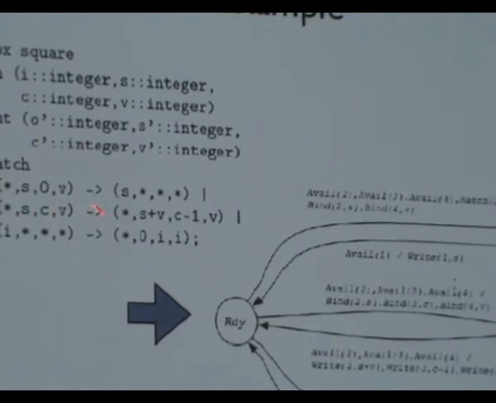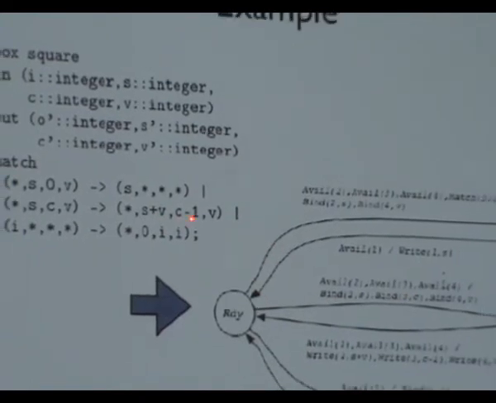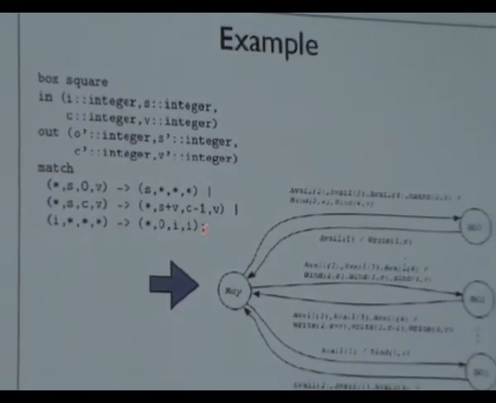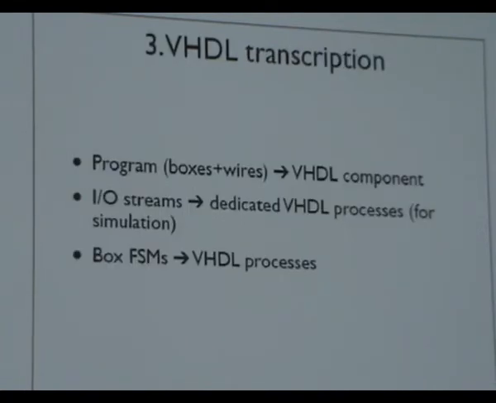Similarly, for the second match, we're ignoring input 1. If 2, 3, and 4 are available, then we bind 2 to s, we bind 3 to c, and we bind 4 to v. And then for the right-hand side, if outputs 2, 3, and 4 are available, we write s plus 2 on 2, c minus 1 on 3, and v on 4. Okay, so there's a very, very natural one-to-one transcription from the patterns and expressions in the box match to an equivalent much lower level finite state realization.